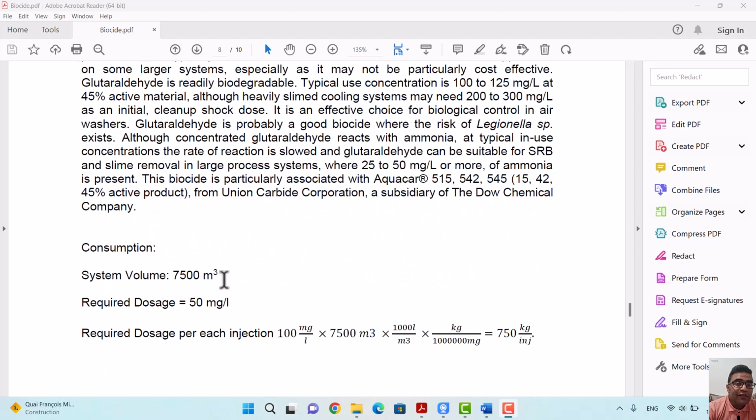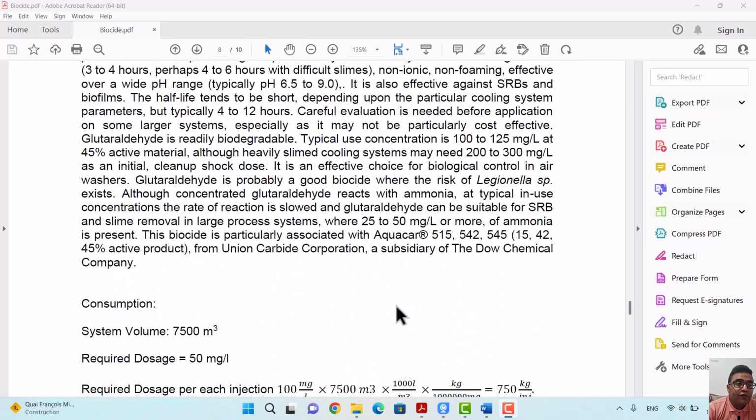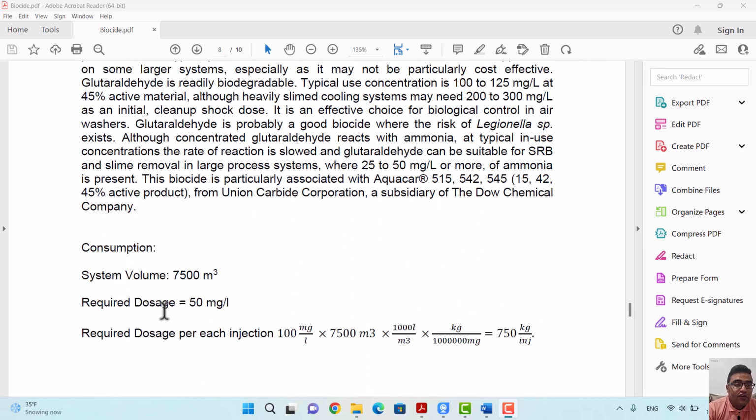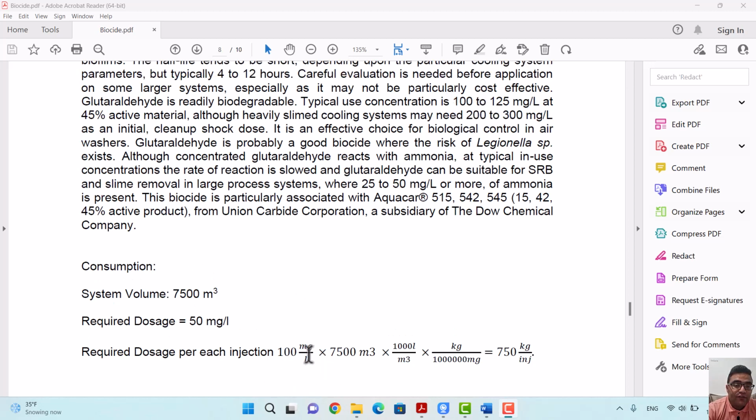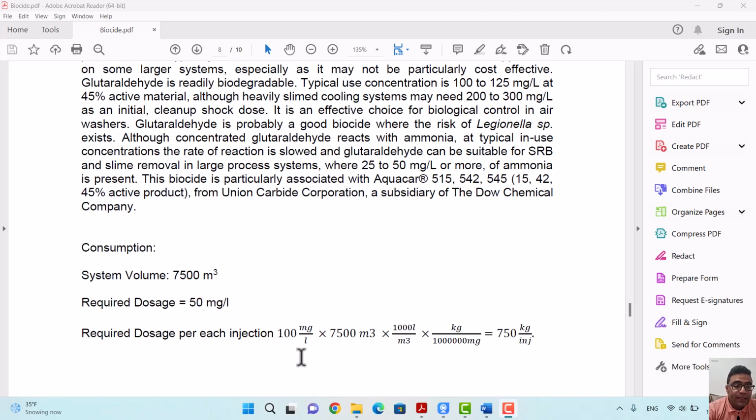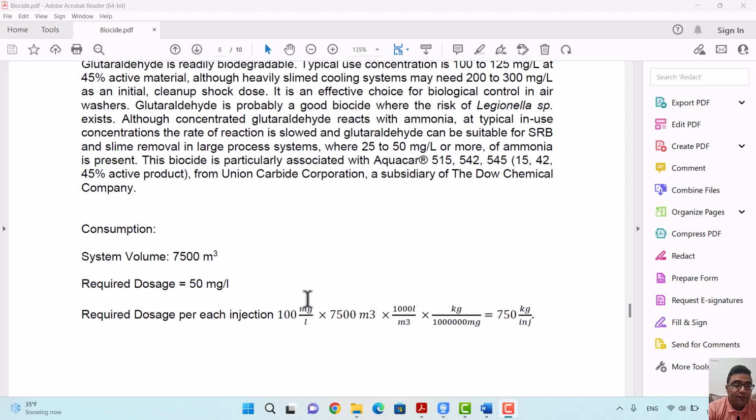Now, let's discuss the consumption of glutaraldehyde for cooling water systems. For my system, for instance, the system volume, as I said, is 7,005 cubic meters. The required dosage is 100. Here I've written 100, but it is misprinted, sorry for that. And here I've written down 100 ppm of it.